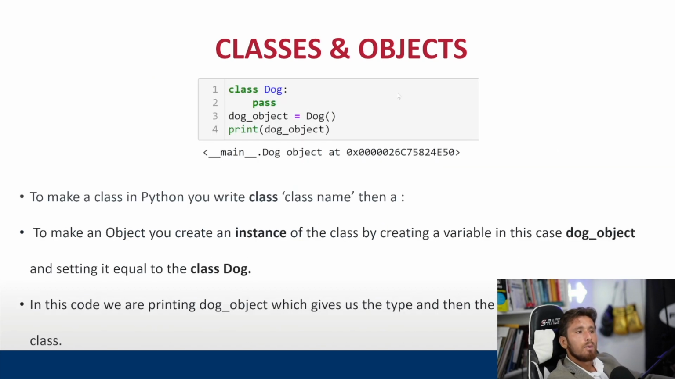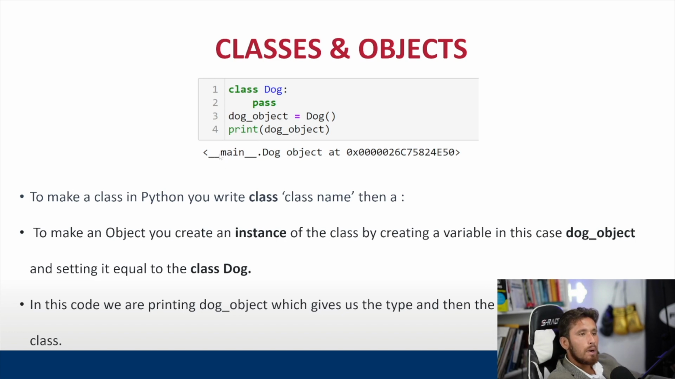Complicated, but very simple. So this is how it's written out. Class dog, in this case, we're going to create a class named dog. And in this case, the dog is going to do nothing. So we're just going to pass. Now we'll set a variable equal to dog. And we'll say the variable is equal to dog object because that's an instance of the class, aka an object. And we'll print the dog object.